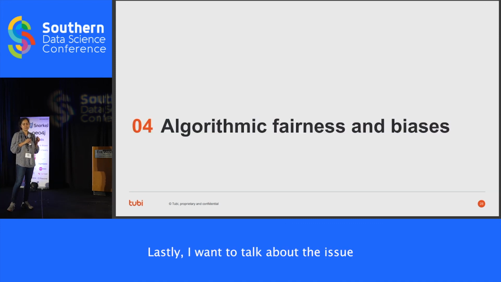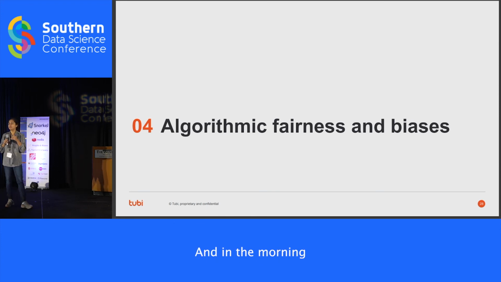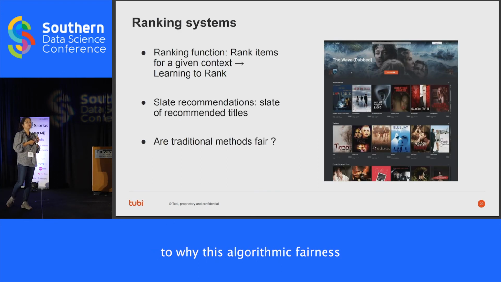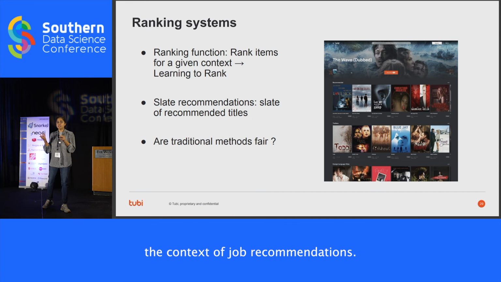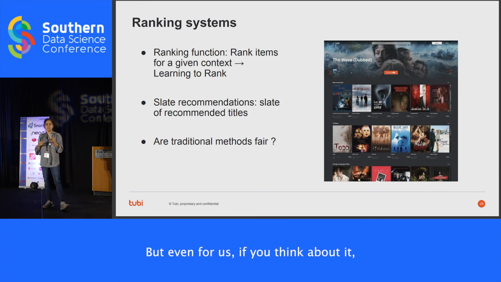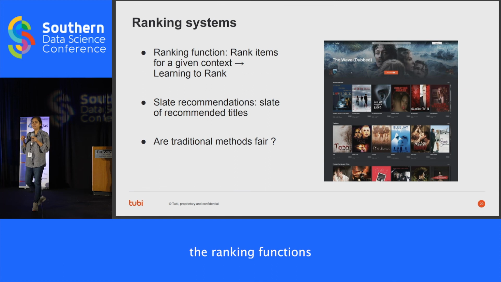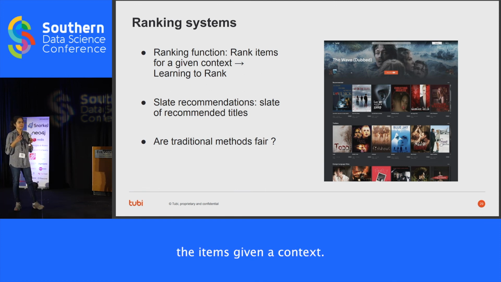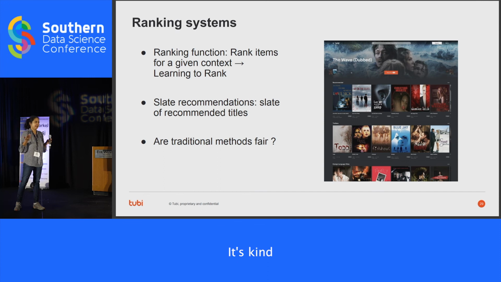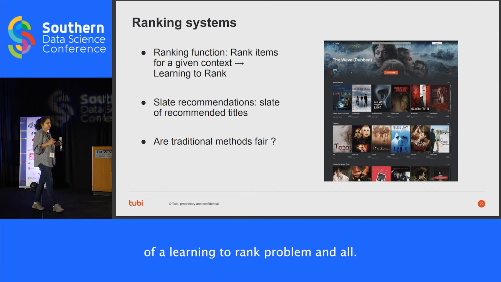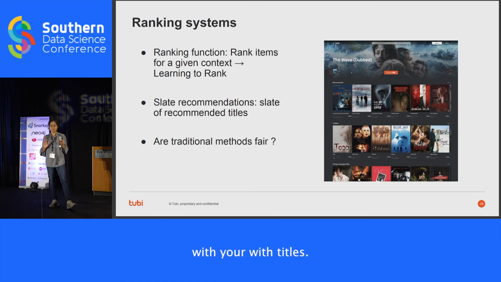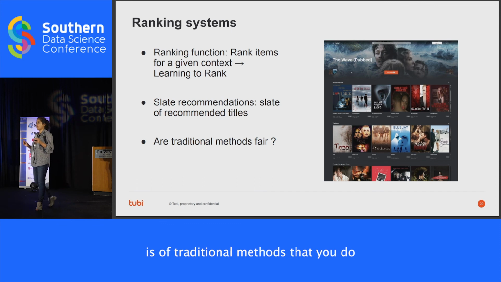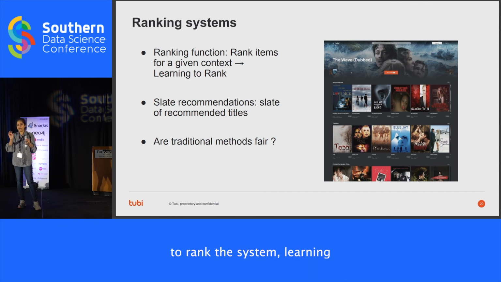Last, I want to talk about the issue of algorithmic fairness and biases. And in the morning, there was a very good introduction to why this algorithmic fairness and bias is important. And that was in the context of job recommendations. But even for us, if you think about it, the ranking function's goal is to just rank the items given a context. It's kind of a learning to rank problem. Or you can treat it like a slate recommendations problem. You are given a slate and you need to fill the slate with titles. So the key question over here is, are the traditional methods that you use to rank, learning to rank or slate recommendations, fair or not?